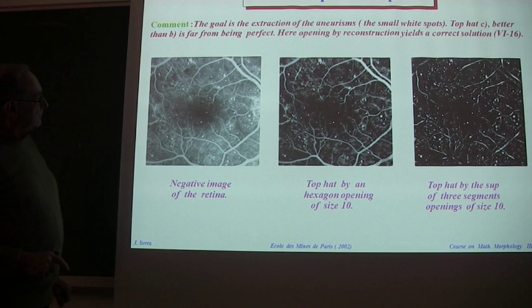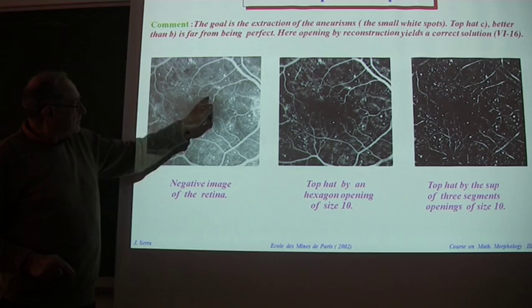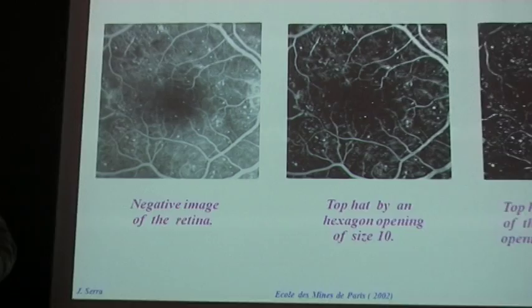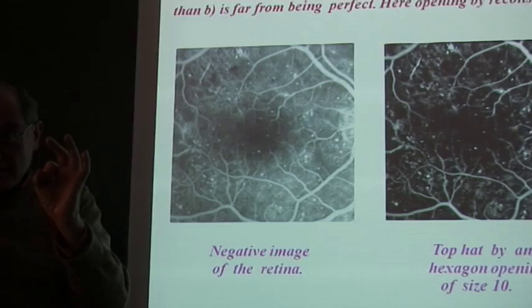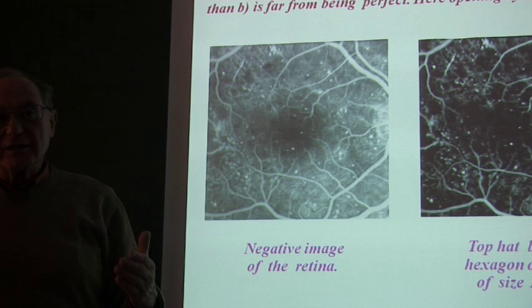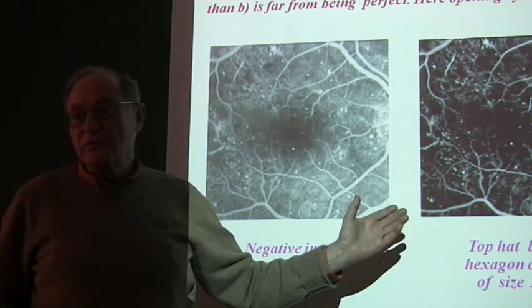This example can be commented as follows. You have two things here. There are small white discs, and you have long lines. It represents the retina of a diabetic person. Those are the vessels, and those are the aneurysms. The aneurysms make you blind locally. And if you're diabetic, the disease is relatively hard. Strong diabetes gives you a totally blind retina.